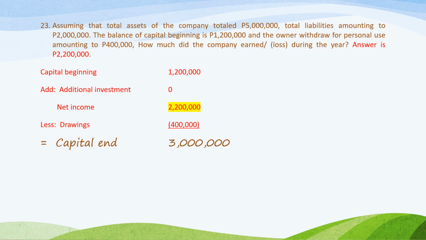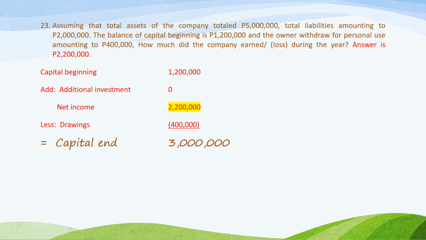23. Assuming the total assets of the company totaled 5 million, total liabilities amounting to 2 million. The balance of capital beginning is 1,200,000, and the owner withdrew for personal use amounting to 400,000. How much did the company earn or lose during the year? So, that is a preparation of the statement of changes in equity with the following formula. Capital beginning plus additional investment plus net income, deduct the drawings is equal to capital ending.